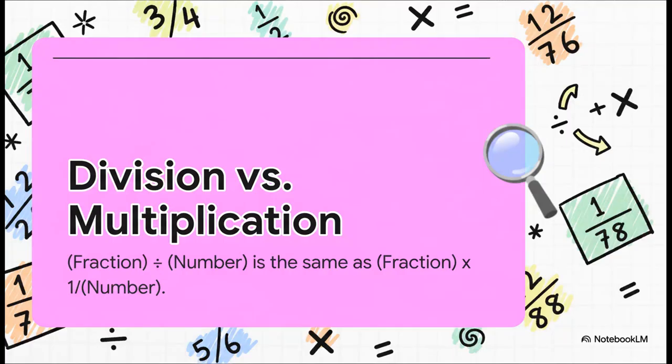Okay, here it is. The big secret is, dividing by any number is exactly the same as multiplying by its reciprocal. And what's a reciprocal? It's just a fancy word for flipping a number upside down. So for a whole number like 2, the reciprocal is 1 over 2. This means dividing by 2 is the exact same thing as multiplying by 1/2. This one little trick is the whole game changer.